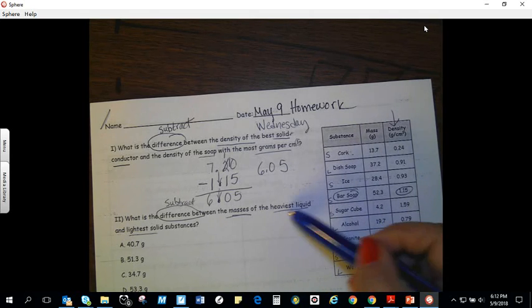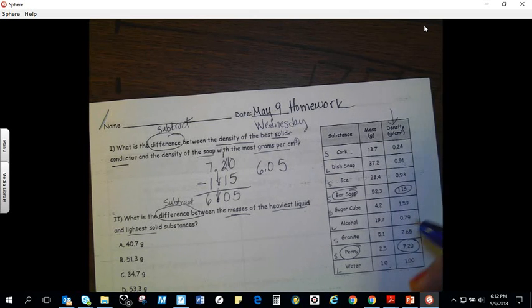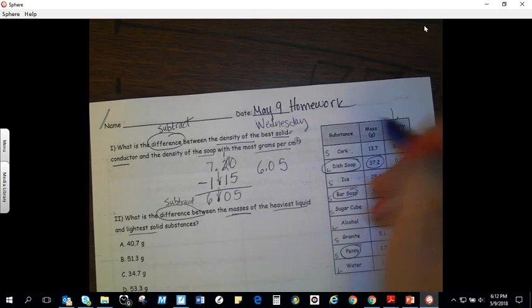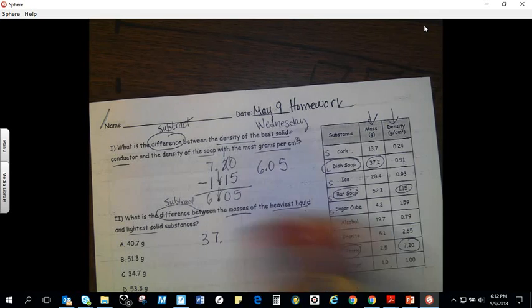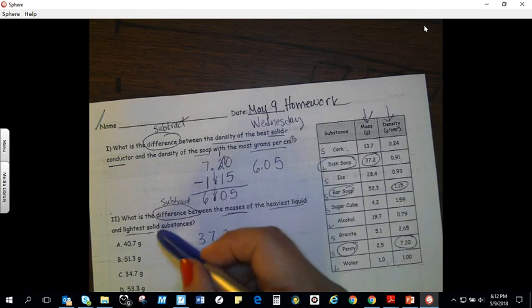So my heaviest liquid, so let's take a look, dish soap, and I'm looking at mass. My mass is 37 and 2 tenths. Looking at my next liquid, it's 19 and 7 tenths, and my water is only at 1 gram. And so the greatest amount is going to be my dish soap as a liquid, or my mass, 37 and 2 tenths. And then it says the lightest solid.